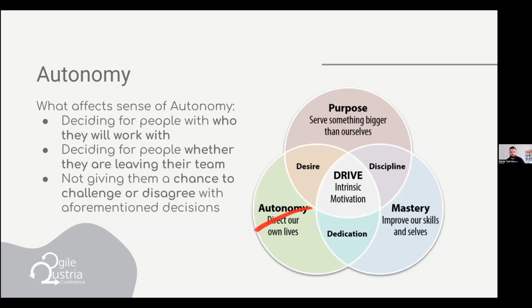First of all, not having an ability to choose whom to work with and whether they would like to leave their current team, and also having no ability to challenge or disagree with that decision, people completely lose the sense of autonomy. And this is very important for grown-ups.